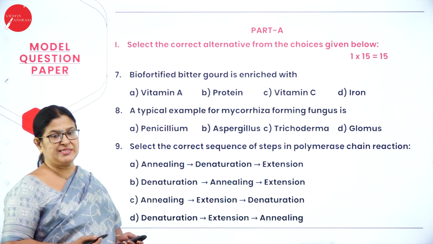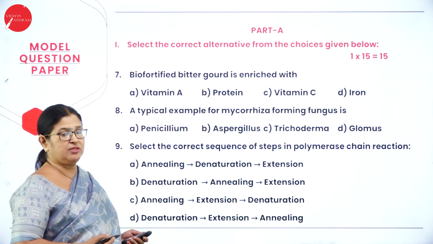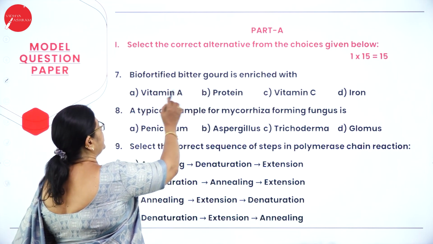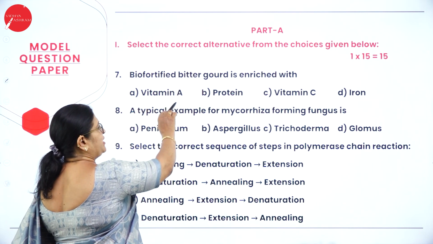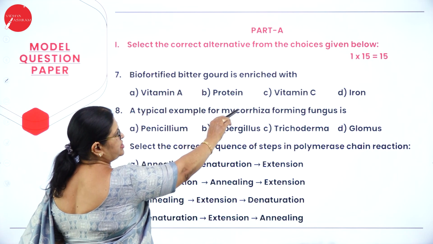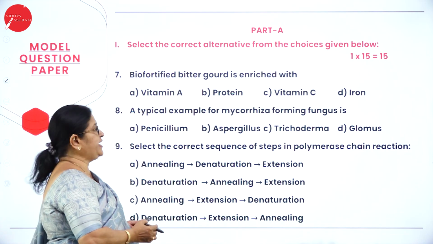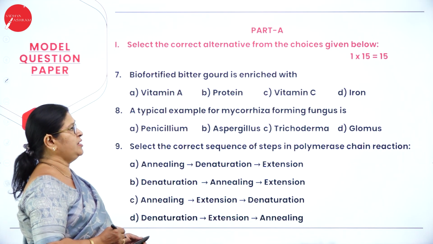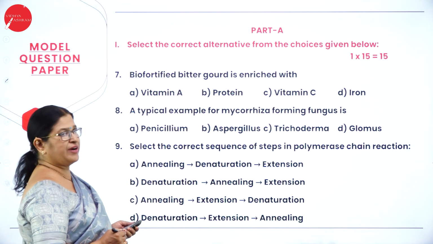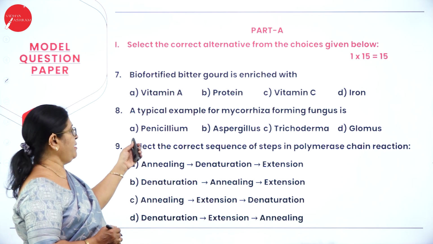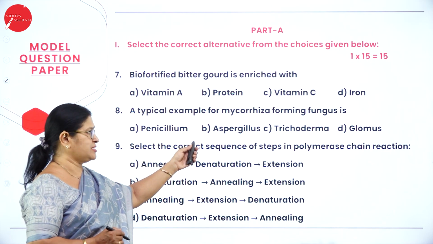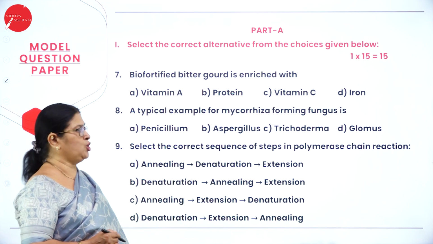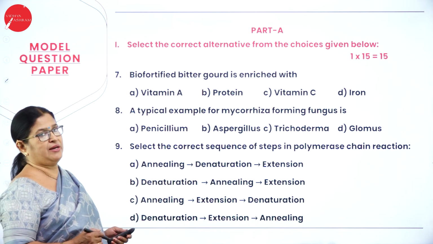Moving on to the 7th question, that is the multiple choice questions. Biofortified bitter gourd is enriched with option A, vitamin A, option B, protein, option C, vitamin C, and option D, iron. Question number 8. A typical example for mycorrhiza forming fungus is option A, penicillium, option B, aspergillus, option C, trichoderma, option D, glomus.